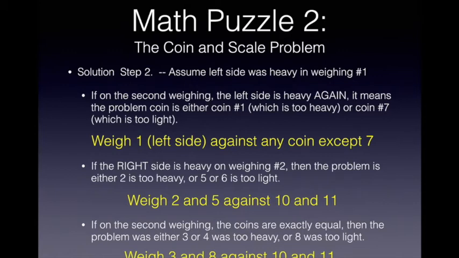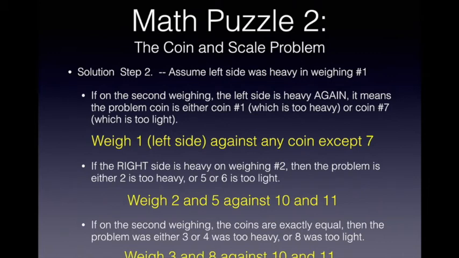If the balance goes down, we know that coin number 3 was too heavy, that's our problem coin. If the balance goes up, we know coin number 8 was too light, that's our problem coin. And if the balance stays the same, we know 4 was the problem coin and it's too heavy. Think about that for just a couple of seconds, and when you feel like you've got it, we can move on to the other case.